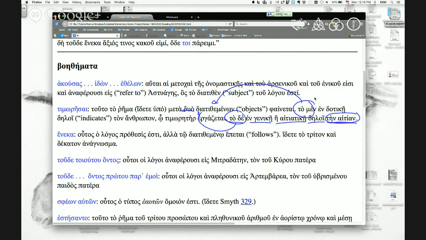Okay, so let's look at the sentence and let's see if we can see what's going on up here.